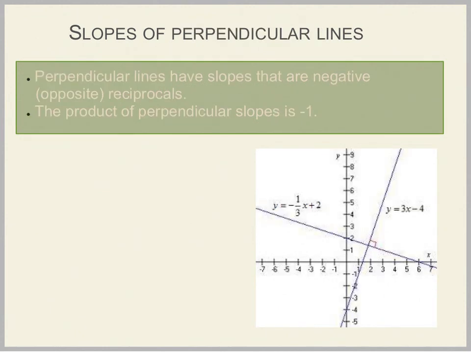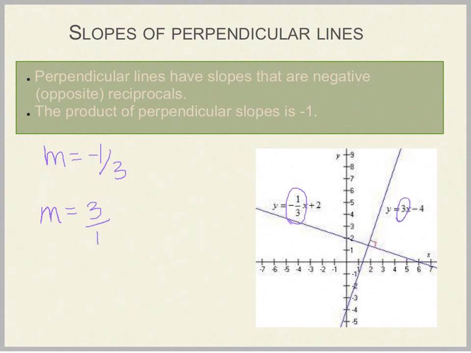Perpendicular lines are lines whose slopes are negative, or what we call opposite reciprocals. What do we mean by that? If we look at the slope of the first line, we have our slope equals a negative 1/3. The slope of our other line is 3. We could think of that slope again, thinking about it as rise over run. We have a rise of 3 and a run of 1.